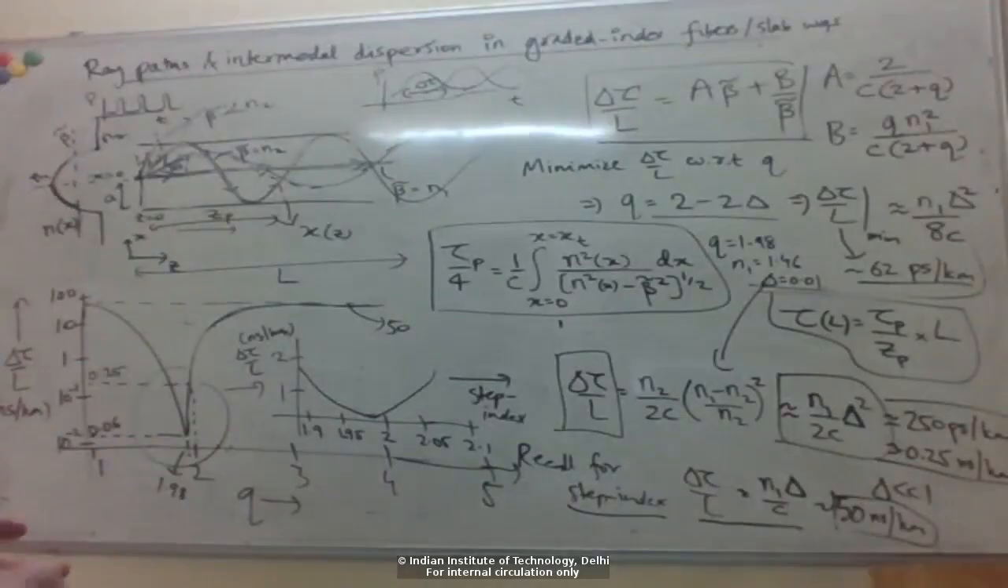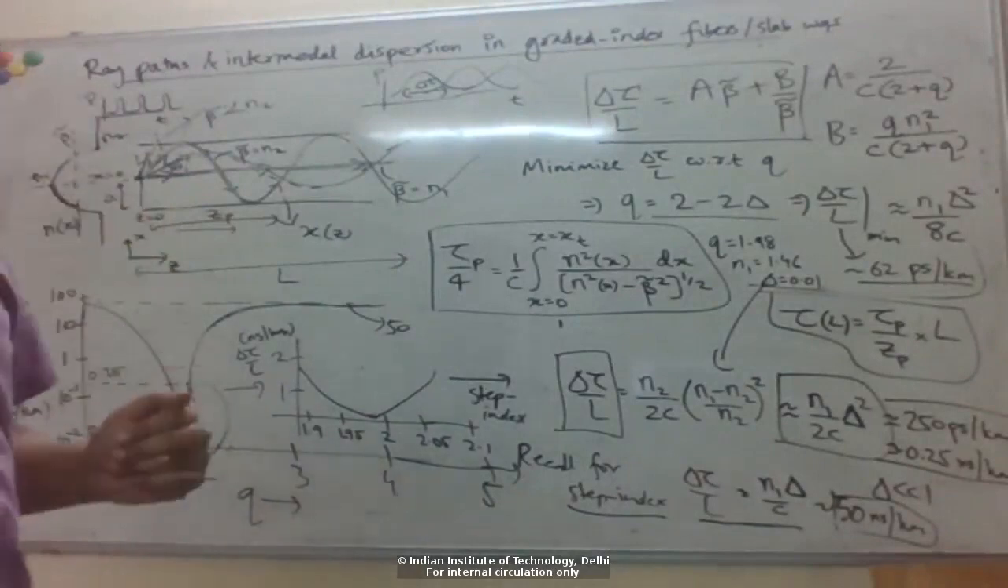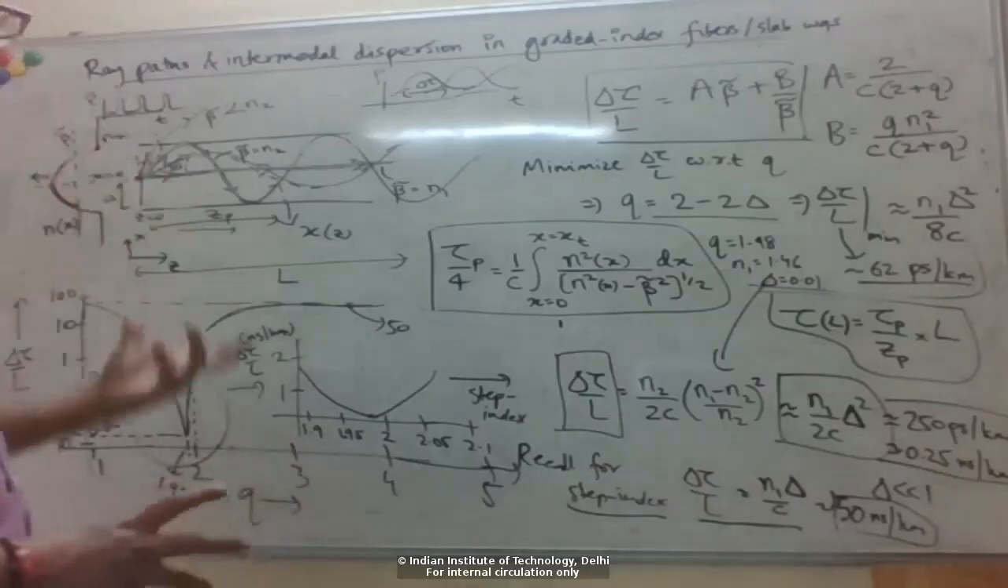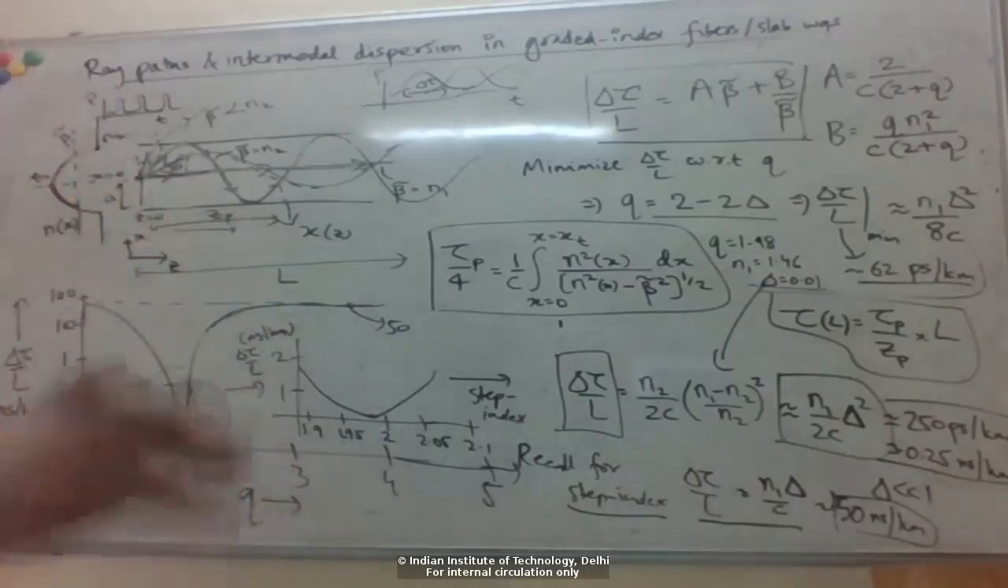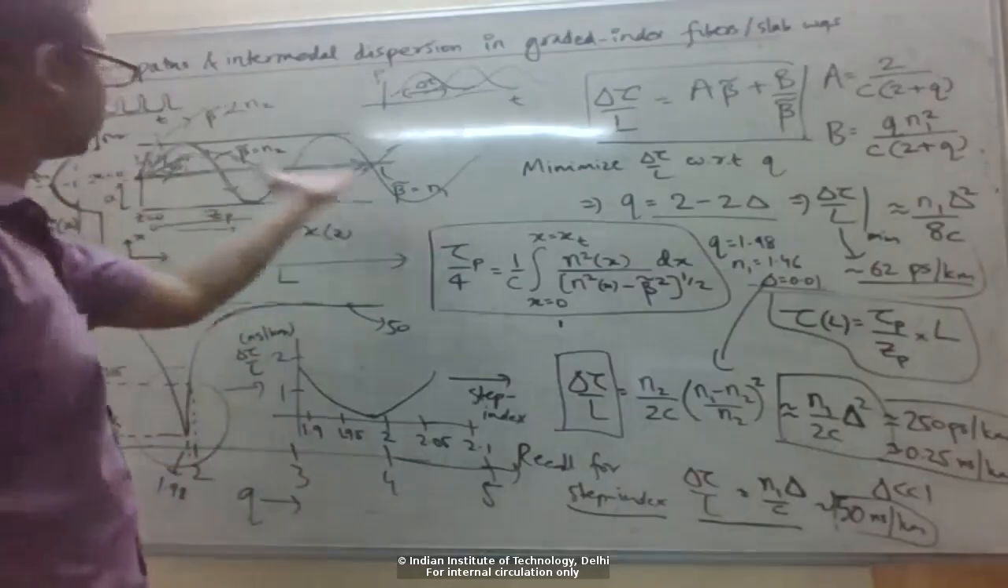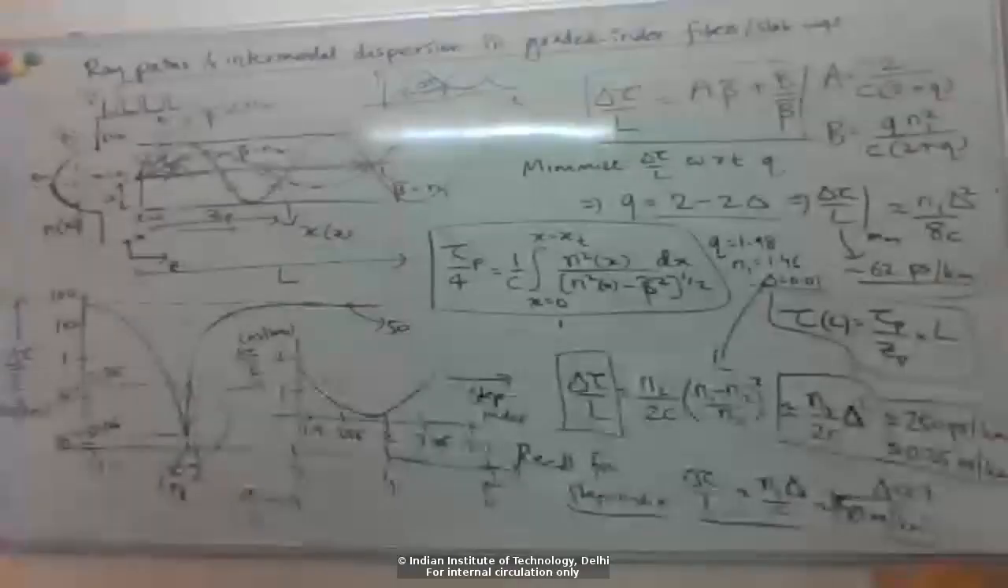The basic concepts that we get from the slab waveguide will hold for the fibers, except that the exact solution and how the modes look will, of course, be different because the structure is different. And we'll also solve for modes in some gradient index media, for example, square law media and such media.